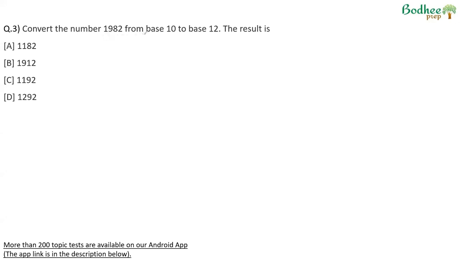Convert the number 1982 from base 10 to base 12. We know that the answer will have 4 digits because that is how many digits each of the numbers has. This will be 12 raised to power 0 or 1. This will be multiplied by 12. This will be multiplied by 12 squared, which is 144. This will be multiplied by 12 cube, which is 1728.